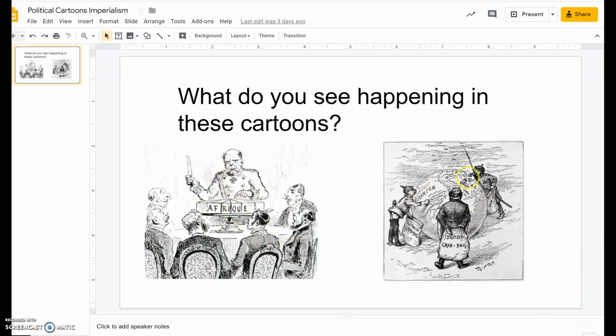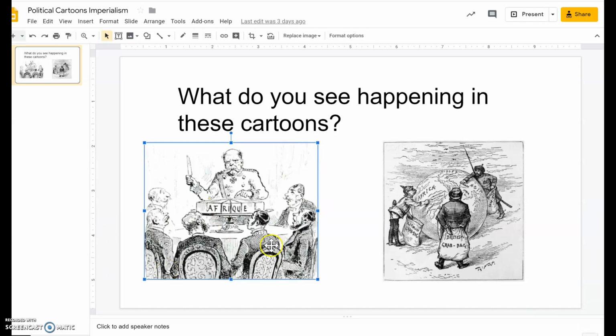And then here you see people looking at different parts of the world. You see Africa again. And it says British grab bag, German grab bag, Russian grab bag. And they're looking at places that they could put in their bag. So what do you think is going on in these cartoons?